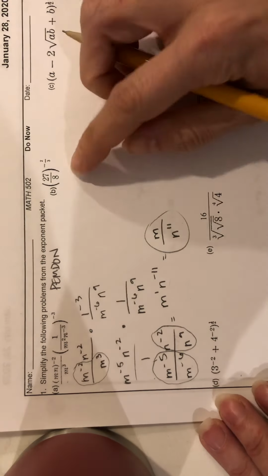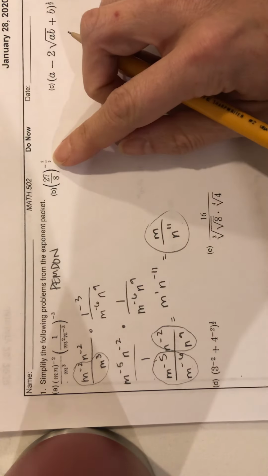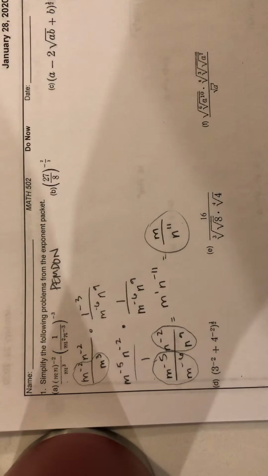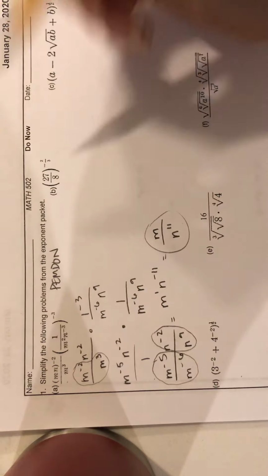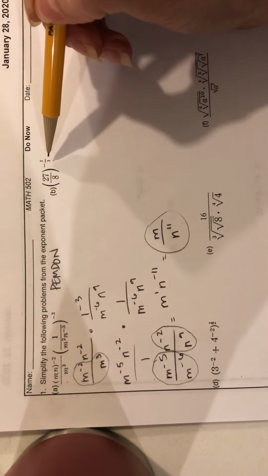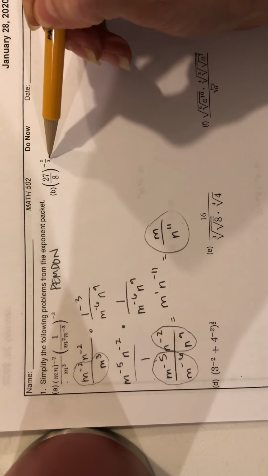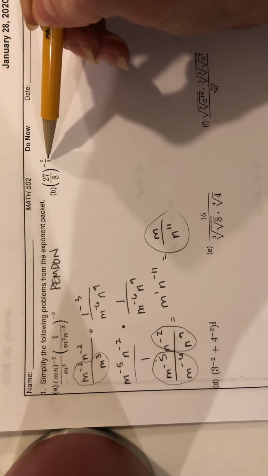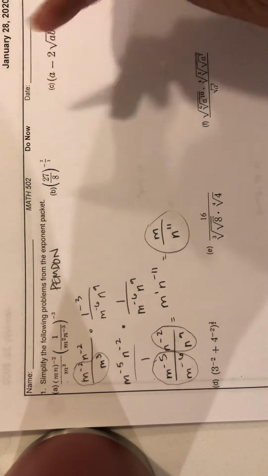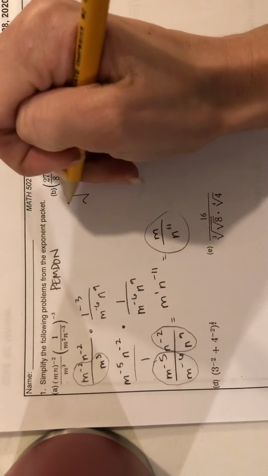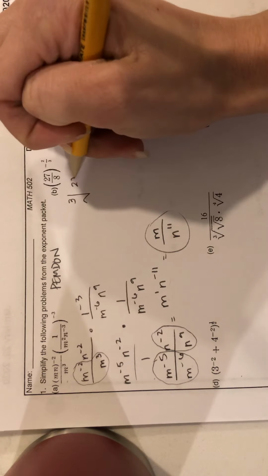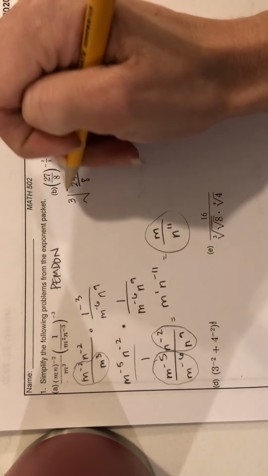Moving to the next one, 27 over 8 raised to the power of negative 2/3. All right, so we talked about rational exponents here, and we said that a rational exponent is essentially an exponent with a root. The denominator tells you the type of root that you're dealing with. So in our case, what we actually have is a cube root. And I'm going to change this right now. I'm going to make this the cube root of 27 over 8.